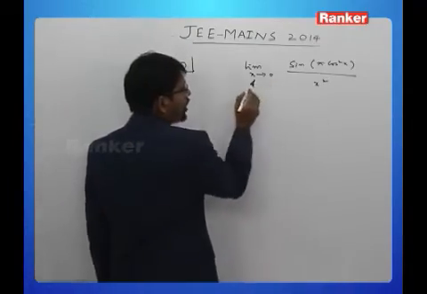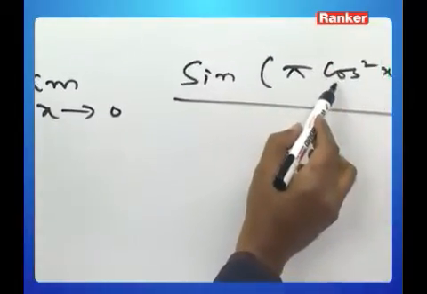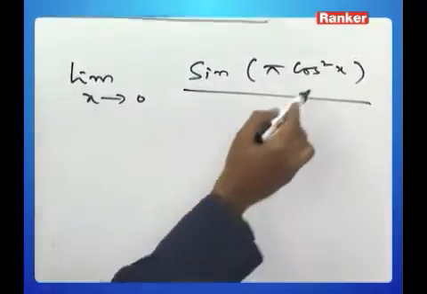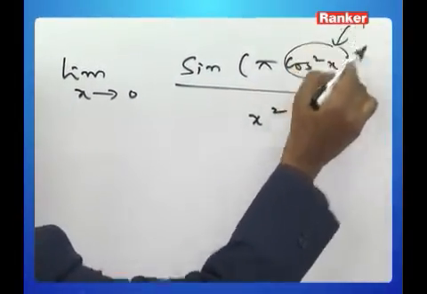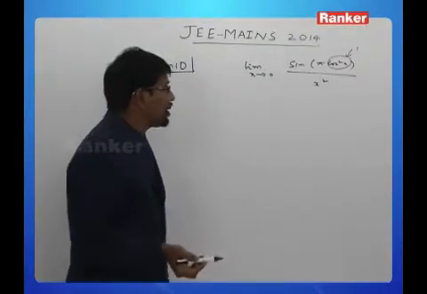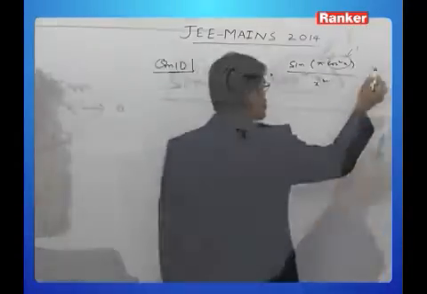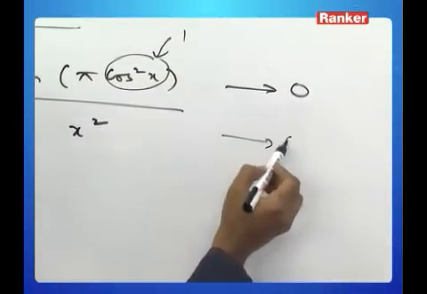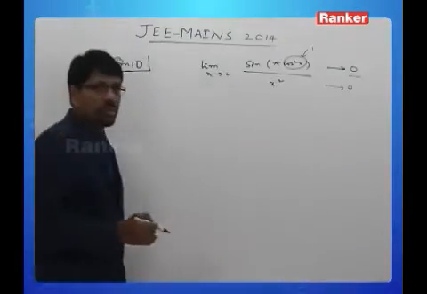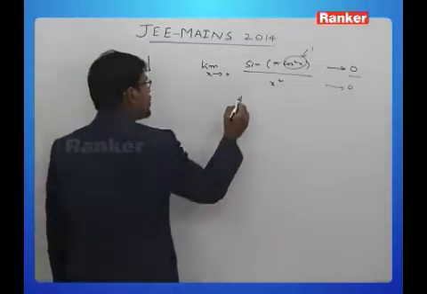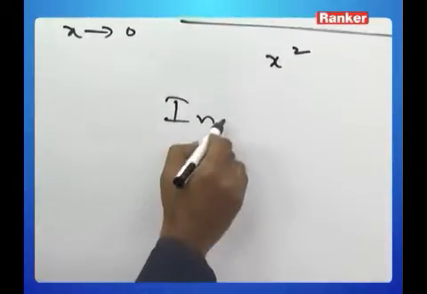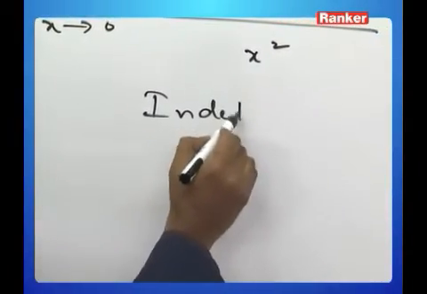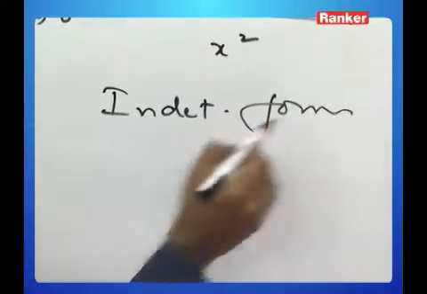Clearly you observe that as x tends to 0, cos square x tends to 1, and sine pi goes to 0, so the numerator goes to 0. What about the denominator? Clearly the denominator goes to 0. So it's in the form of 0 by 0, so that is the indeterminate form. Let's apply the L'Hospital rule.